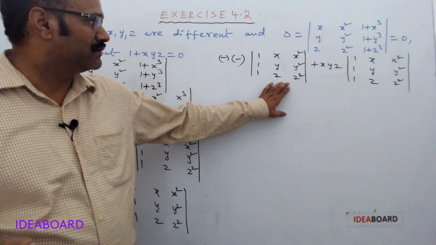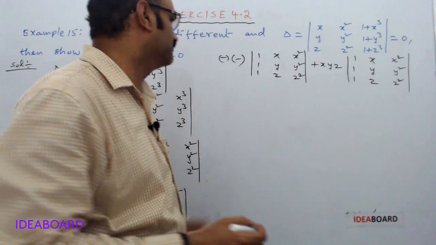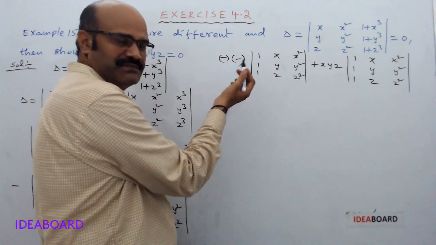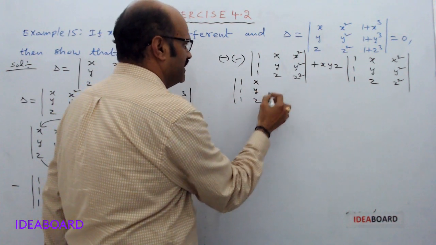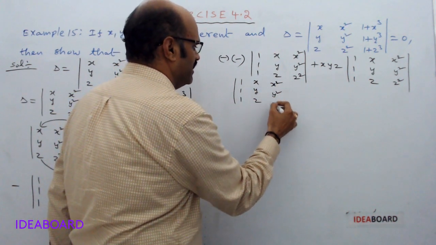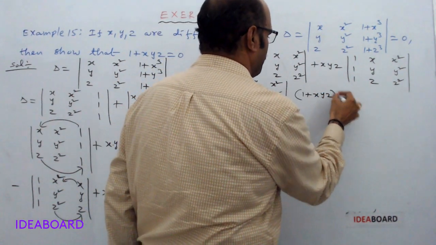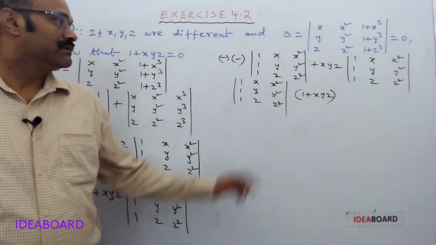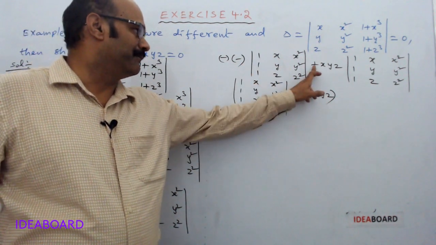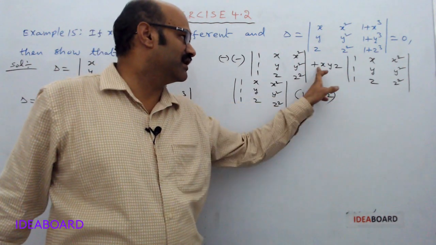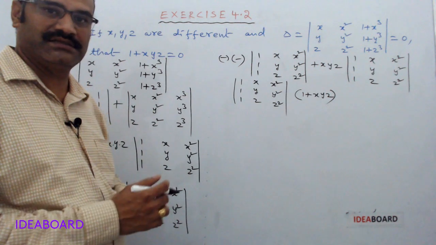Now from these two terms we can take common, its minus into minus becomes plus. Determinant of 1, 1, 1, x, y, z, x square, y square, z square into, we are having 1 plus xyz. Into here we are having 1 here. When you take common here, 1 plus, then we are having xyz here. So now we have to simplify this.